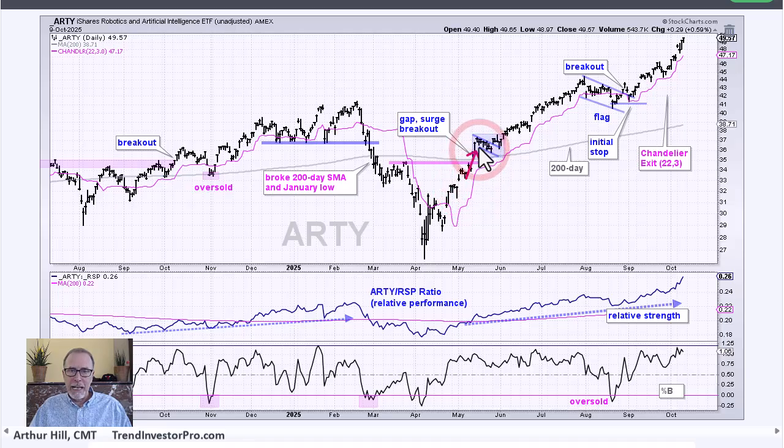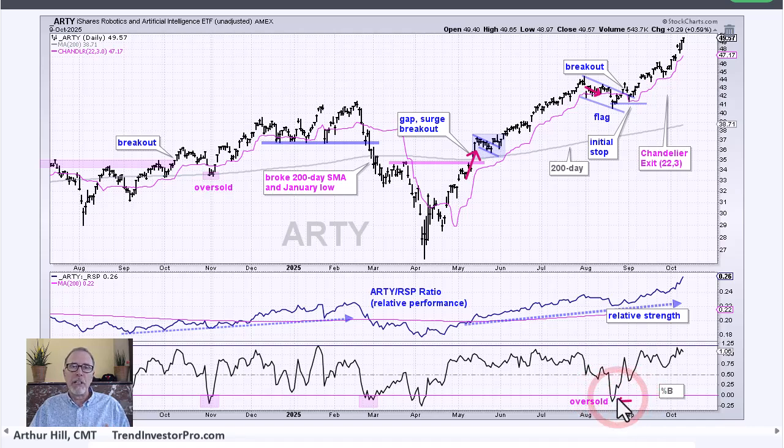And if you look at ARTY, it had the big breakout with the rest of the market in May. You had a small pullback, but then just this huge surge in June, July. And then you get the falling flag. So we're in a long-term uptrend, we're showing relative strength, and we get a falling flag. Not only that, but if you look at the bottom window, percent B was oversold.